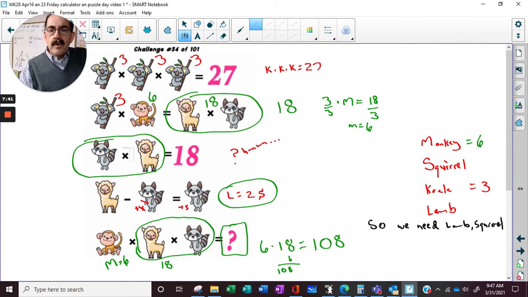I think I know what I want to say. Squirrel plus the lamb. No. Squirrel times the lamb. Using guess and check, did anybody get squirrel times lamb is 18? 3 times 6 is 18.